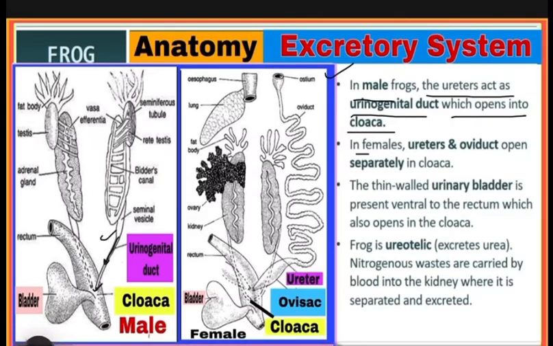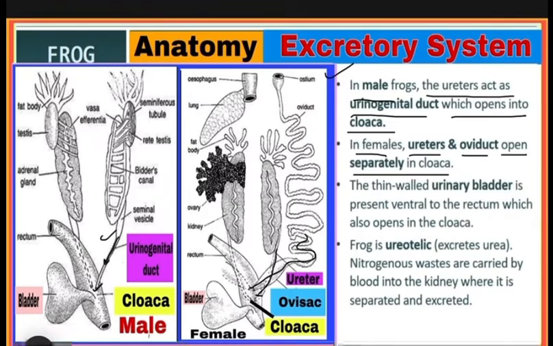While in females, ureters and oviduct open separately in cloaca. You can see the diagram. This is the ureter which opens into cloaca, and this is the oviduct which also opens into cloaca. Both these are opening separately in the cloaca in females.